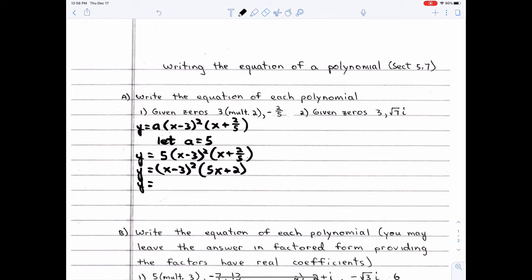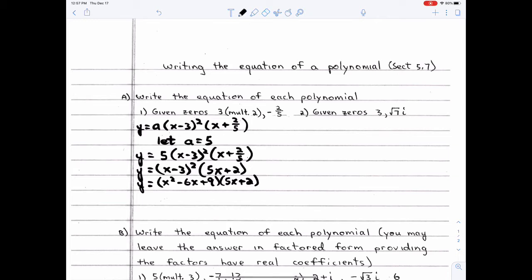Next time I'm probably not going to take so much room here. Probably I'll combine some of these steps. But okay, so this is x squared minus 6x plus 9, and then times 5x plus 2. Now distribute. And again, I like to distribute the smaller factor to the larger one. You can take the first one to the second one, that's fine, but I just find it's easier to give the smaller one to the larger one. So I'm going to distribute the 5x first, and then I'm going to distribute the 2, and then I'm going to combine like terms.